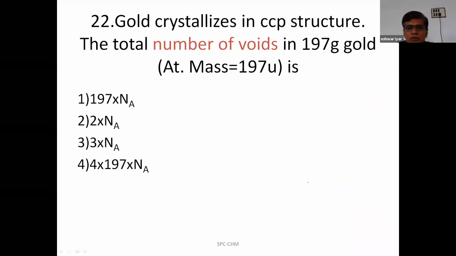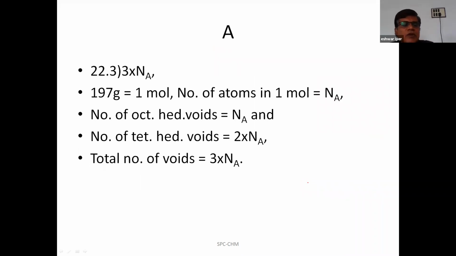So let us see this working. Yes, 3 times Avogadro number. So 197 grams amounts to 1 mole. In 1 mole is Avogadro number. The number of octahedral voids is Na, the number of tetrahedral voids is 2 times Na, that comes to 3 times Na.